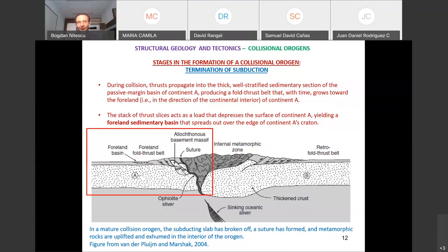But ideally, yeah, we look at the most complex situation, this would be. Okay, now what happens? Don't forget that the loading of the plate here by thrusting will depress a bit the plate. So what happens? You have the formation of a foreland basin here. Yeah, you have a foreland basin.